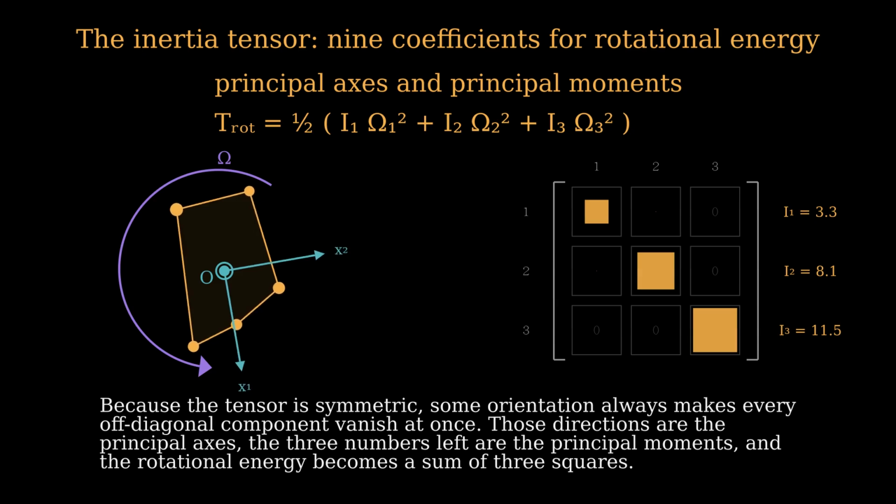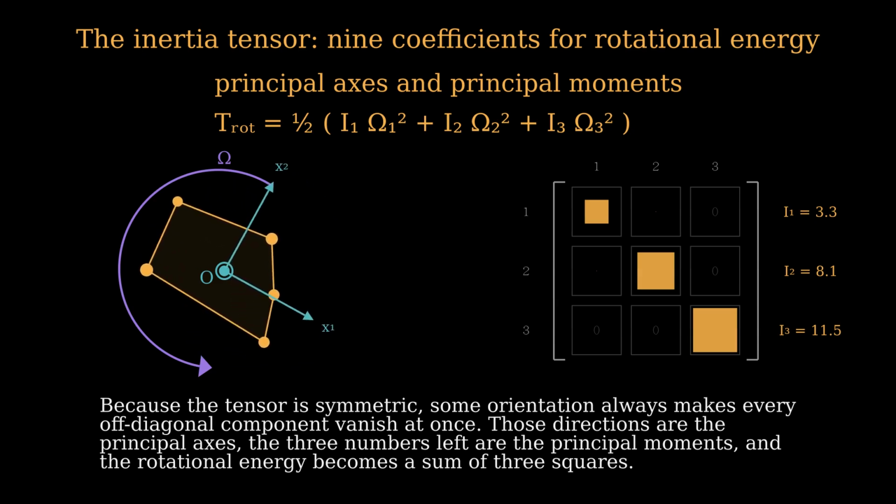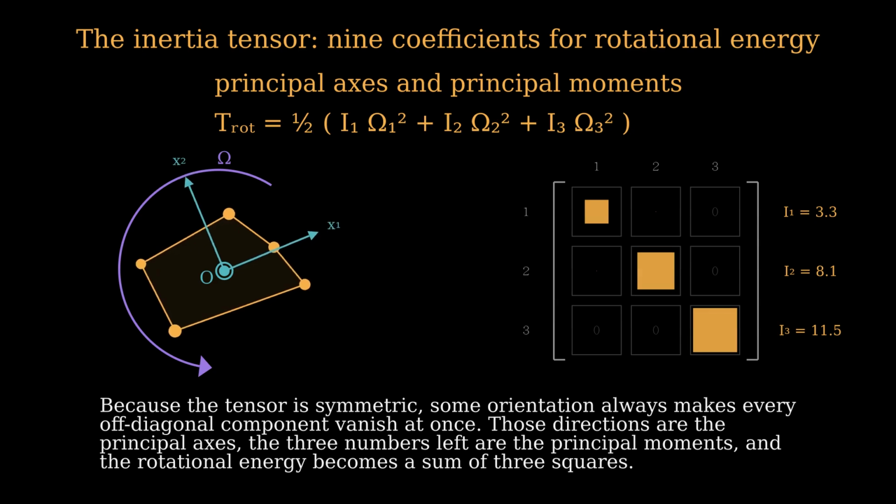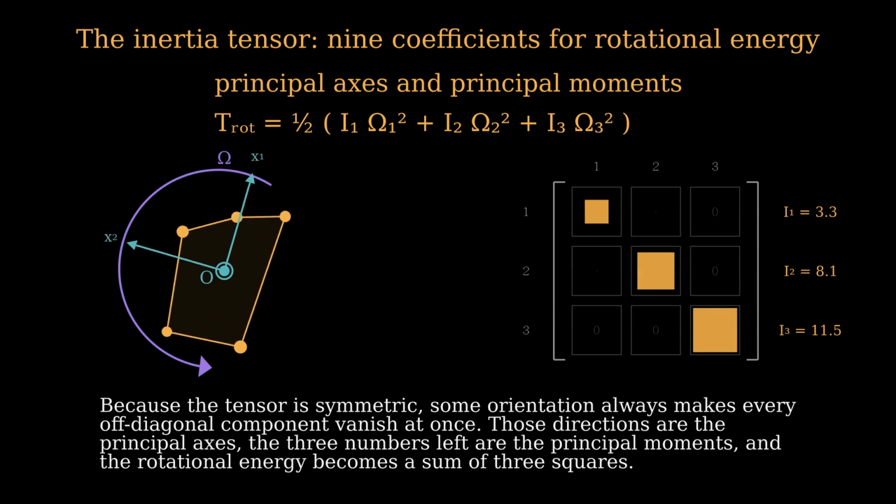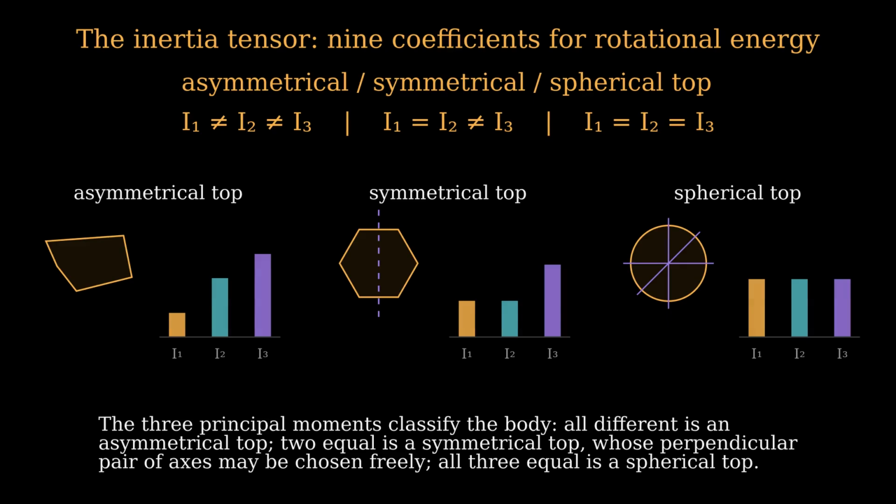Those directions are the principal axes, the 3 numbers left are the principal moments, and the rotational energy becomes a sum of 3 squares. The 3 principal moments classify the body. All different is an asymmetrical top. 2 equal is a symmetrical top, whose perpendicular pair of axes may be chosen freely. All 3 equal is a spherical top.